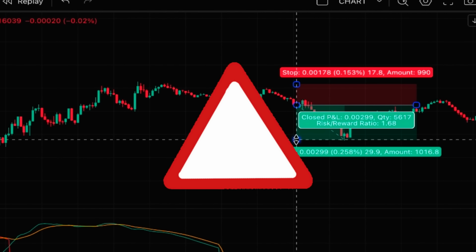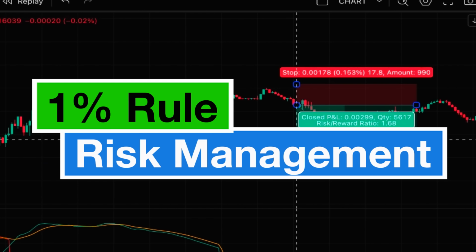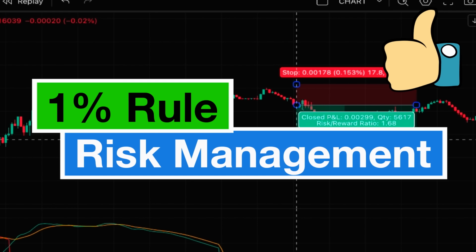Please pay attention that although this trading strategy is highly accurate, this doesn't mean you will not have false signals. No, there is no trading strategy with 100% win rate. This is not possible in reality, and you need to manage your risk properly. There is a risk management strategy that is called 1% rule, and it is one of the best risk management strategies that you can use.